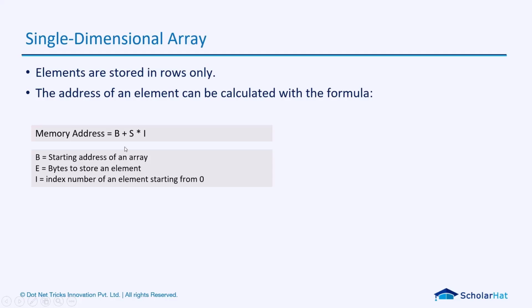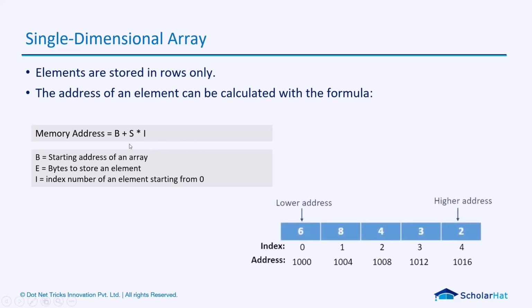Byte stored in the element is E, and I is the index number of the element from 0. So here instead of S, it should be E. So what it is saying is that memory address is calculated that way. So this is of no concern. Basically we are not going to get into it because this is not asked in the real world.